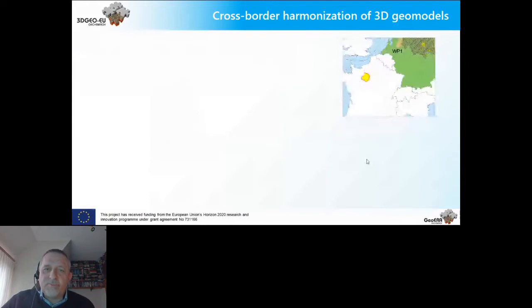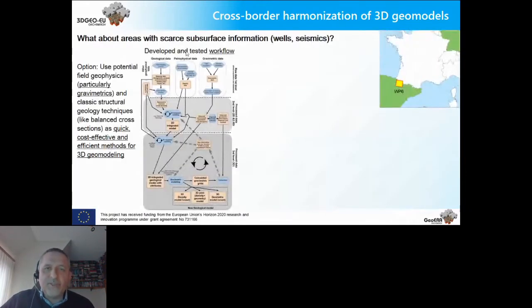So in addition to cross-border harmonization, the partners also tackled other geomodeling topics or questions. And one thing was, what if you want to create a subsurface 3D geomodel in an area with scarce subsurface information, where you only have a few wells, only a few seismic lines? Then an option might be to use potential field geophysical data, in particular gravimetrics, and then together with classical structural geology techniques, use it as a quick, cost-effective, and efficient method for 3D geomodeling. So the partners developed and tested a workflow that also uses gravimetric data.